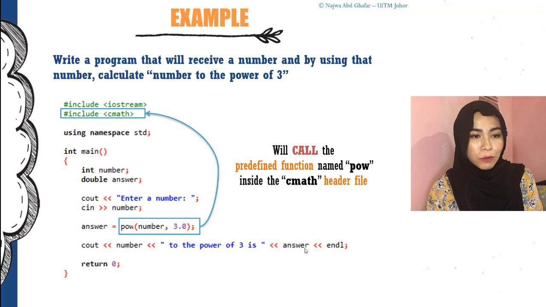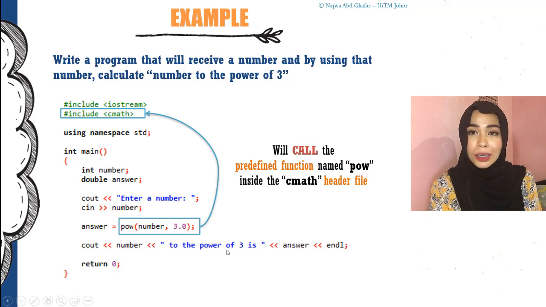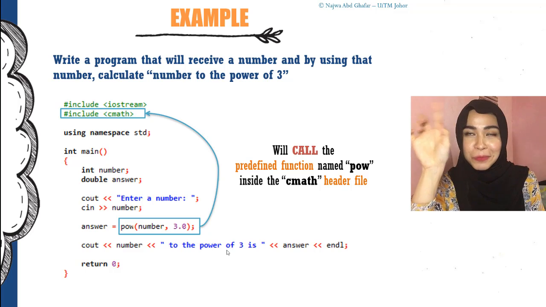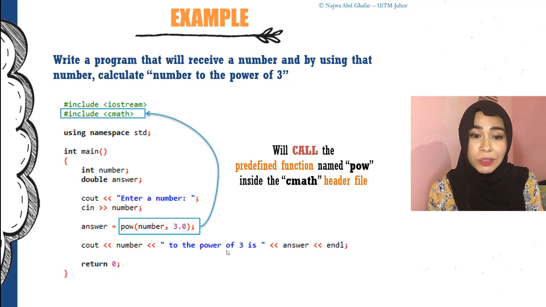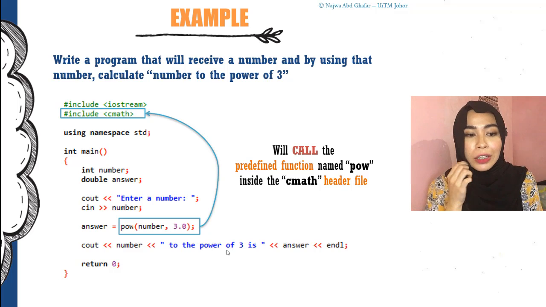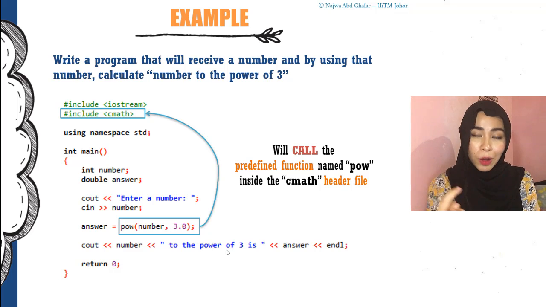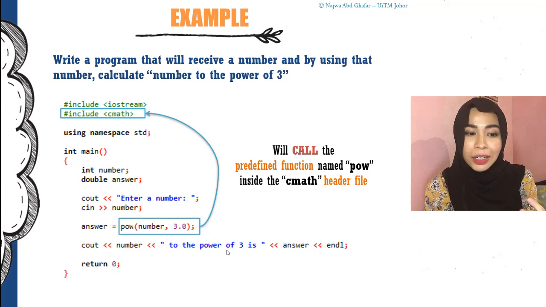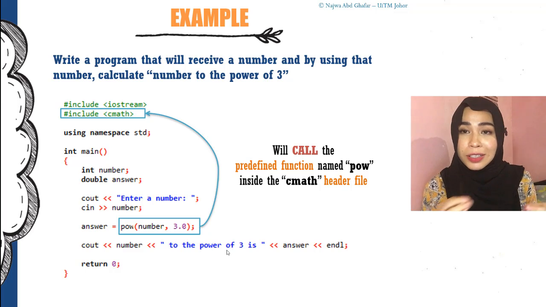If you take a look here, write a program that will receive a number, and by using that number, calculate number to the power of 3. So this is what I said earlier. Instead of writing it manually by doing number times number times number, which is number to the power of 3, you can just use a predefined function called POW. So you write POW number comma 3. It will call that function called POW, and it will help calculate that for you. Since POW is a function, we can just call it, because the function POW can calculate the power of something.